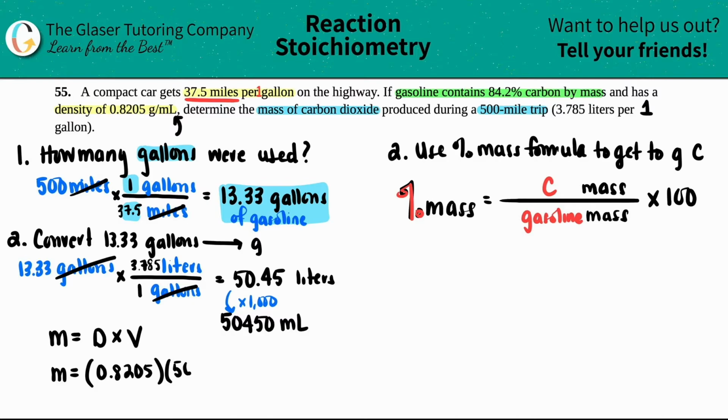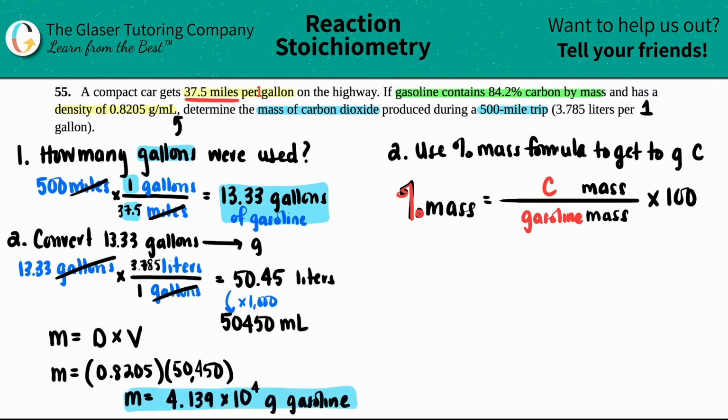And now my volume is 50,450. So let's figure out what the actual mass is of the gasoline, guys. 0.8205 times 50,450. I'm going to put this number into scientific notation: 4.139 times 10 to the 4th. And that's now grams of the gasoline. Okay. We're getting there, guys.